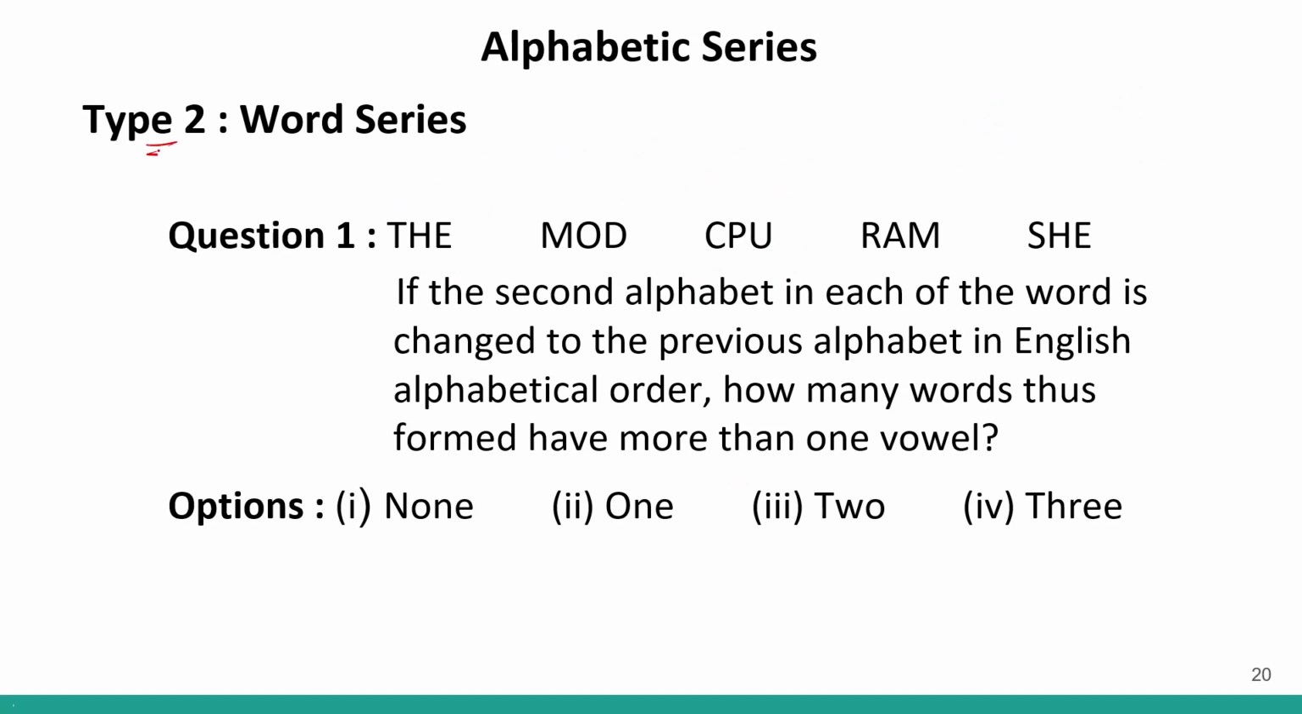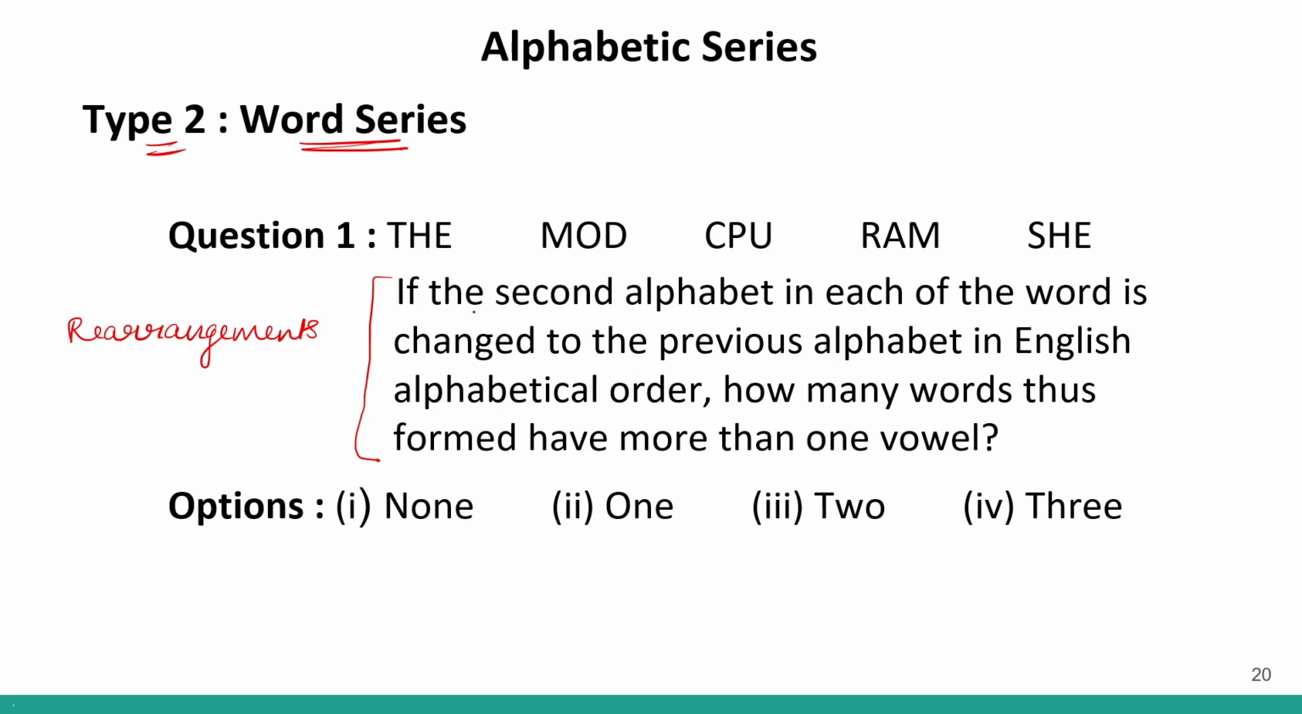Now let us look at type 2, word series. So in word series, again we have discussed, 4 or 5 words will be given to us. They can be 3-lettered, they can be 5-lettered. We will have certain instructions. Based on these instructions, we have to carry out certain rearrangements, okay? And then we have to find the answer.